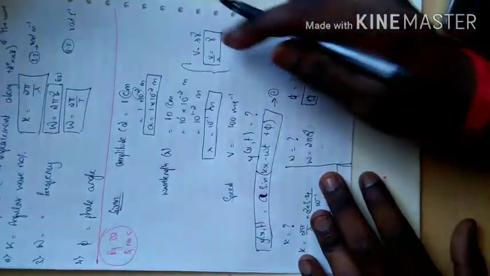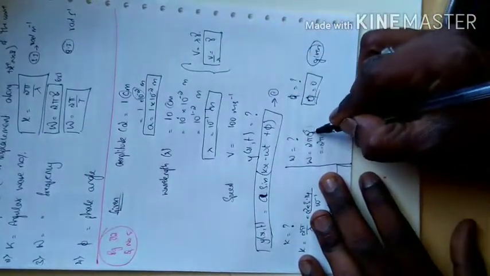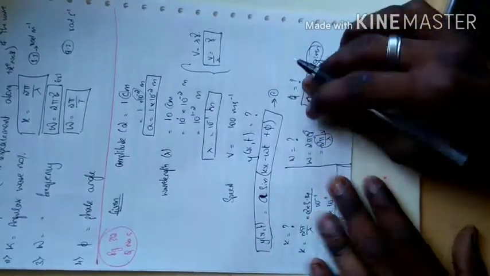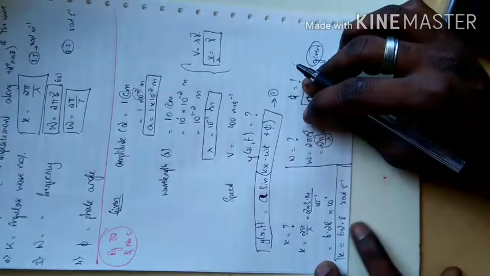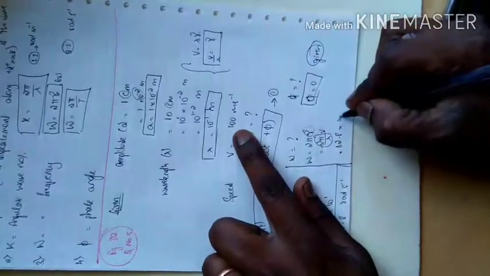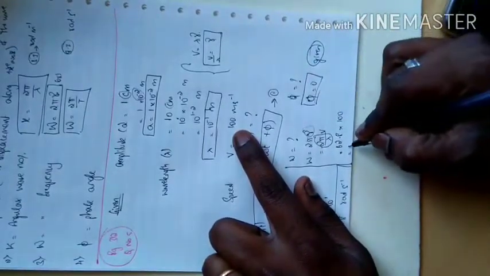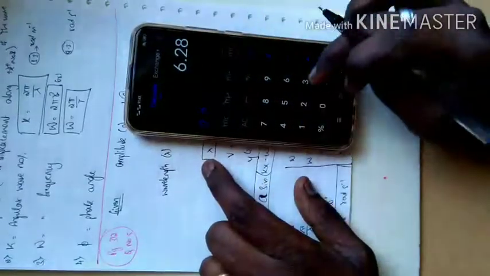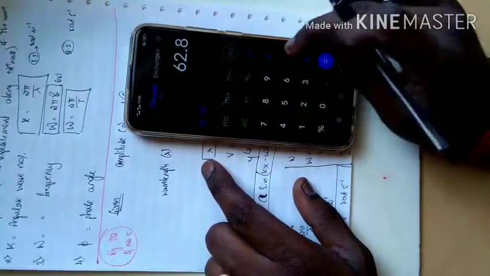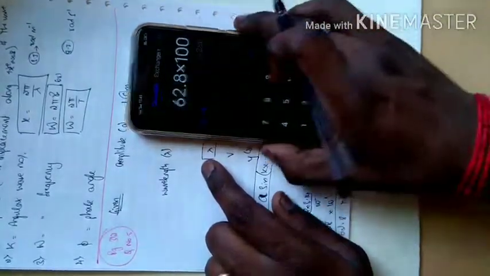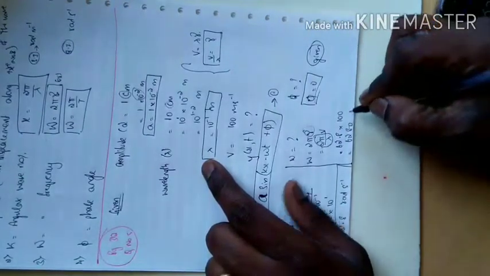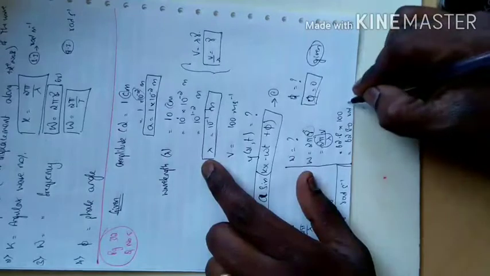In the place of nu I am going to write V by lambda. Already I have calculated 2 pi by lambda. 2 pi by lambda is how much? 62.8. 62.8 into velocity, how much they are given? 100. If you do this, how much will you get? 62.8 into 100 is 6280 radian per second.